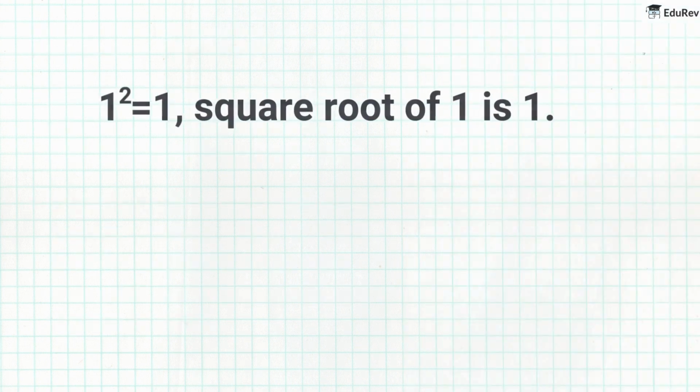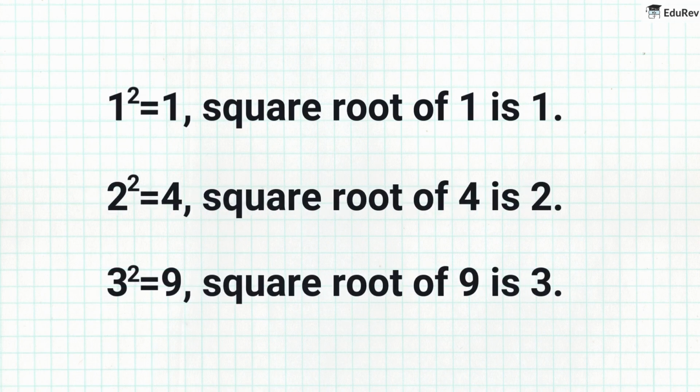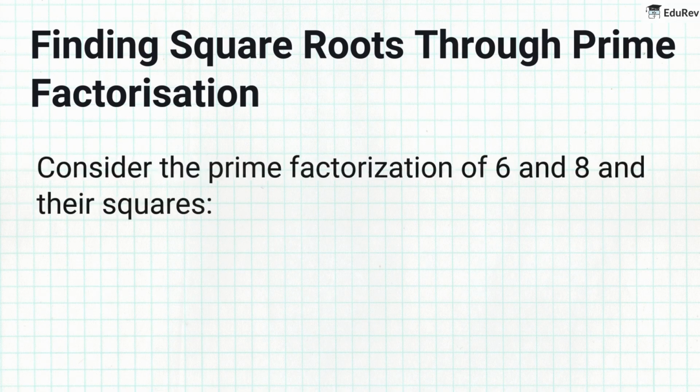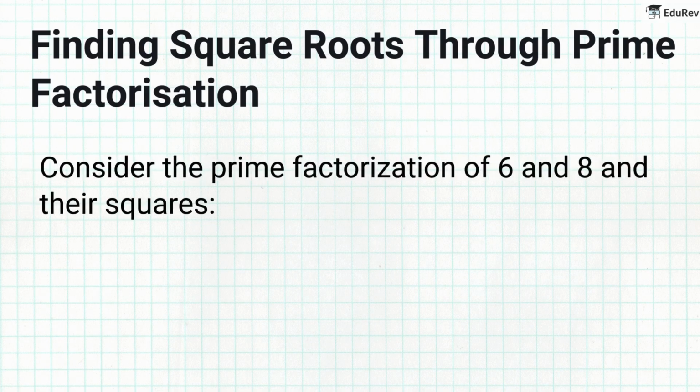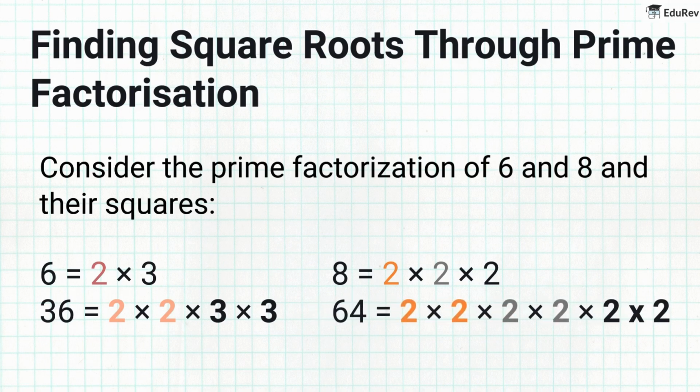For example, the square root of 1 is 1, the square root of 4 is 2, and the square root of 9 is 3. Now, let's discuss finding square roots through prime factorization. Consider the prime factorization of 6 and 8 and their squares. 6 is equal to 2 times 3 and 8 is equal to 2 times 2 times 2. Thus, 36 is equal to 2 times 2 times 3 times 3 and 64 is equal to 2 times 2 times 2 times 2 times 2 times 2.